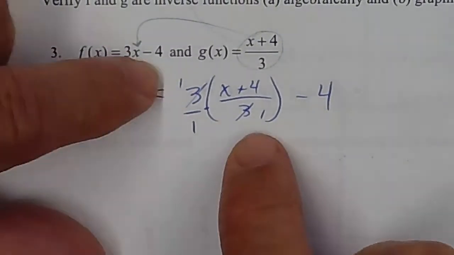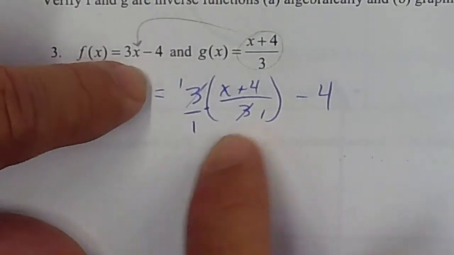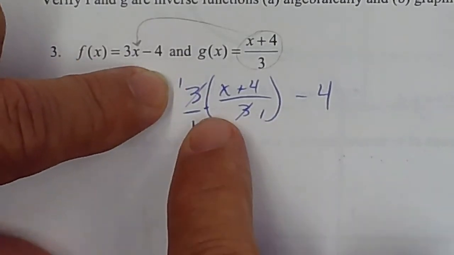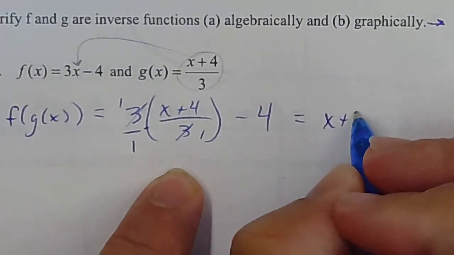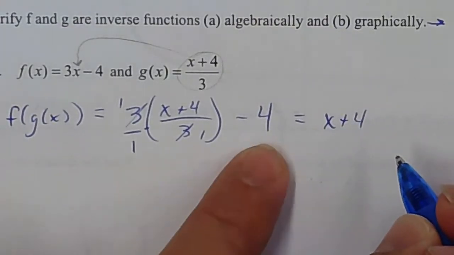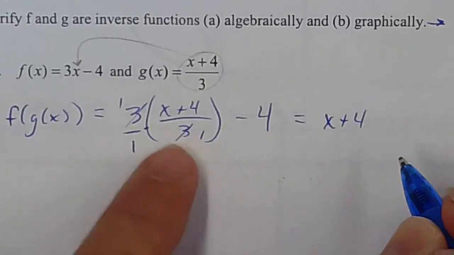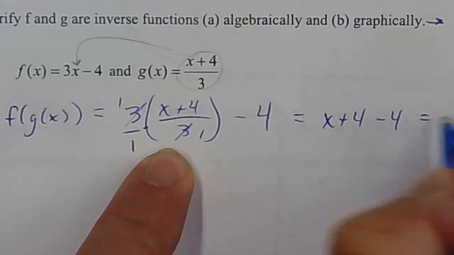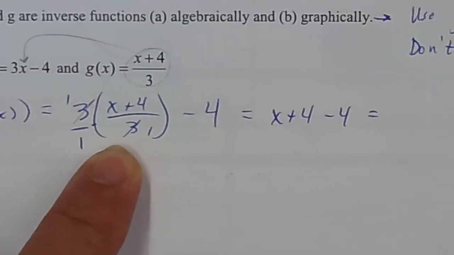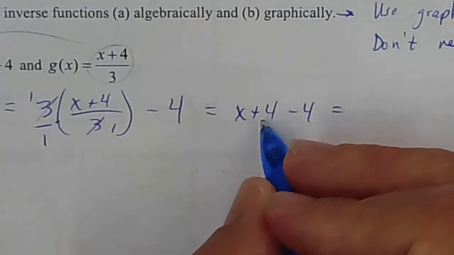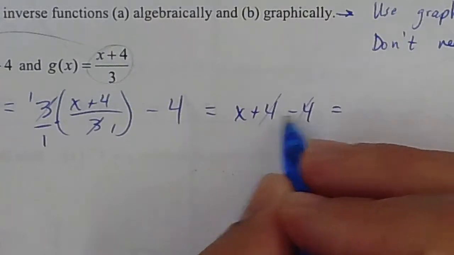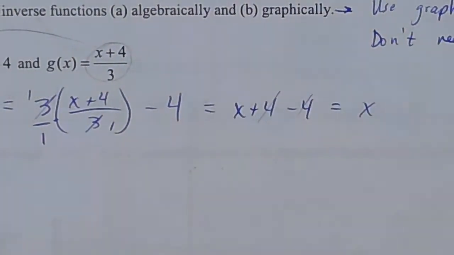So since those cross-reduce, what am I really left with now? I've got 1 out front times just x plus 4. So that result is just x plus 4. Okay, so it's minus 4, but I'm talking about this first product. So rewrite it after the first step. Now I can move on to taking care of the minus 4. And when I combine these, of course, we just get 0. 0 plus x is x.